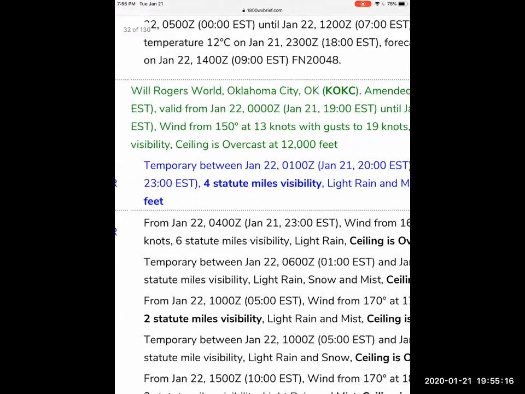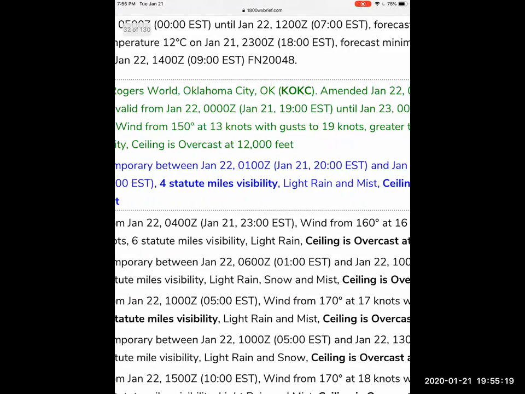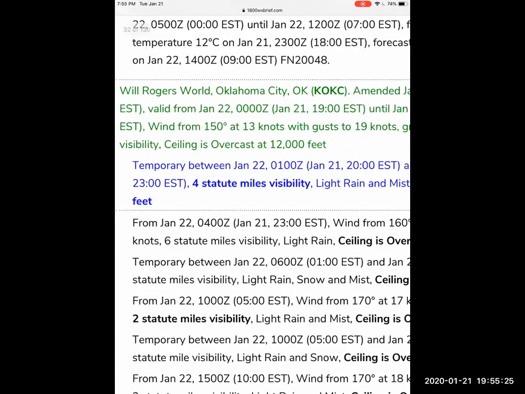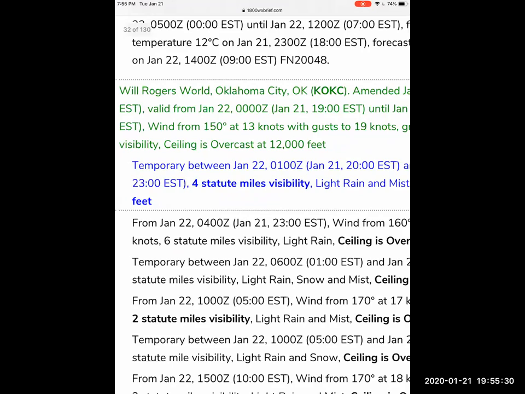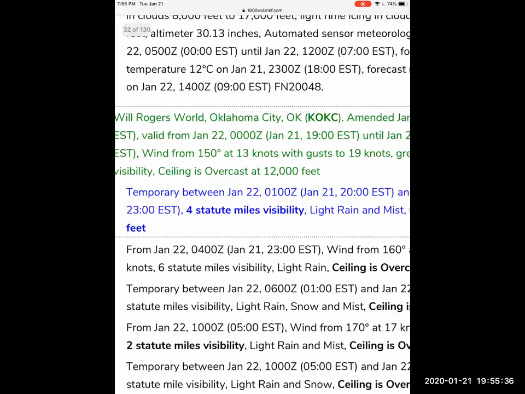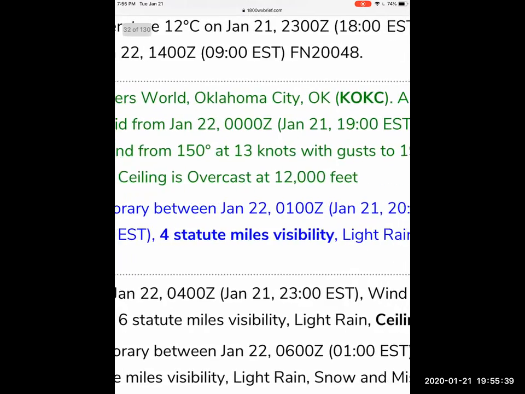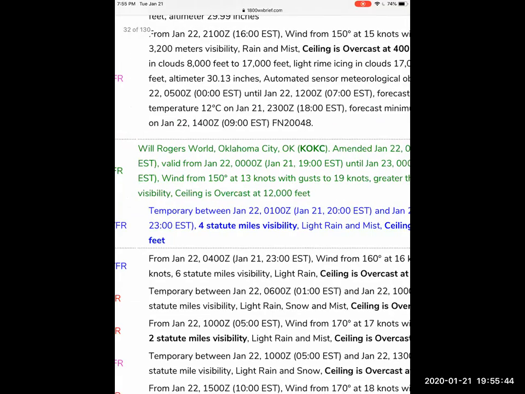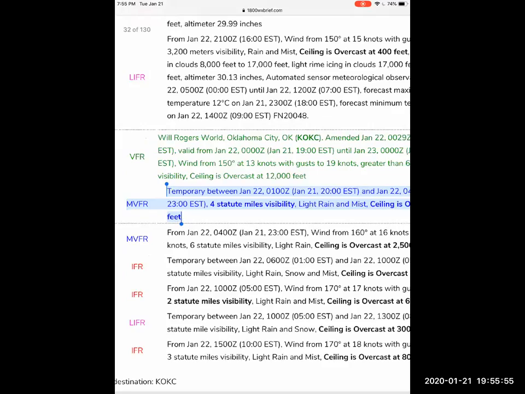So you can see temporarily, on the 22nd of January from 0100 Zulu to 0400 Zulu, visibility is 4 statute miles, light rain and mist, ceiling is overcast at 2,500 feet. When it's not those conditions, because that's a temporary condition, then it'll be backing up to what it was previously, which is winds 150 at 13, gusting to 19, visibility greater than 6 statute miles, and ceilings overcast at 12,000 feet. In other words, basically we're expecting rain showers to pass through the area, or rain in association with this system. Kind of hit or miss.